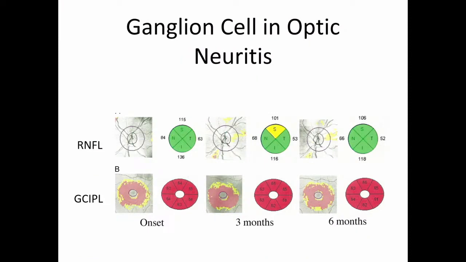And this is just to show you the progression of the ganglion cell layer change in a patient with optic neuritis. So right from the onset, right from the get-go, where the nerve fiber layer looks normal, you're already seeing ganglion cell layer loss right at the onset. And this tends to be stable even after 3 to 6 months. With that, you can get probably more progressive thinning of the nerve fiber layer. So the ganglion cell loss will precede RNFL changes by at least a few months.